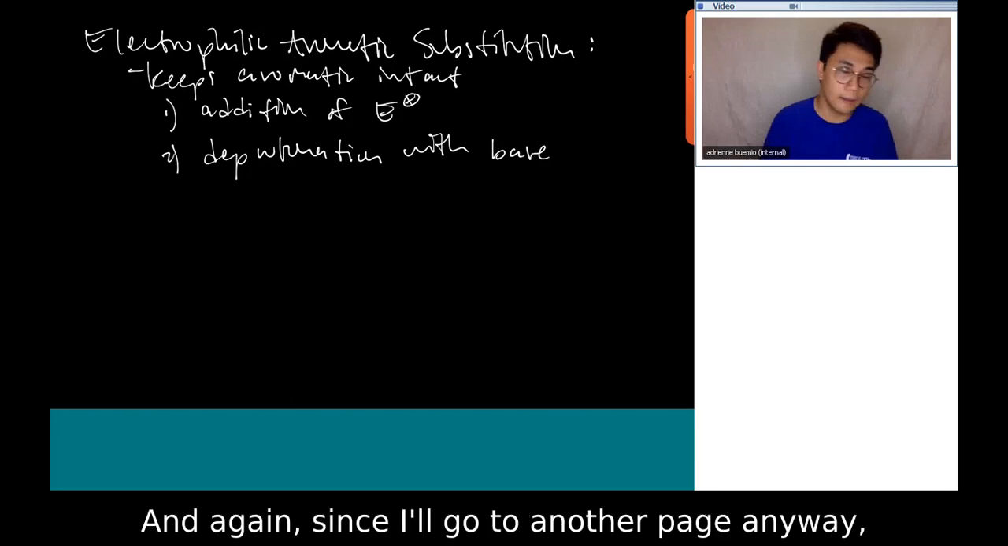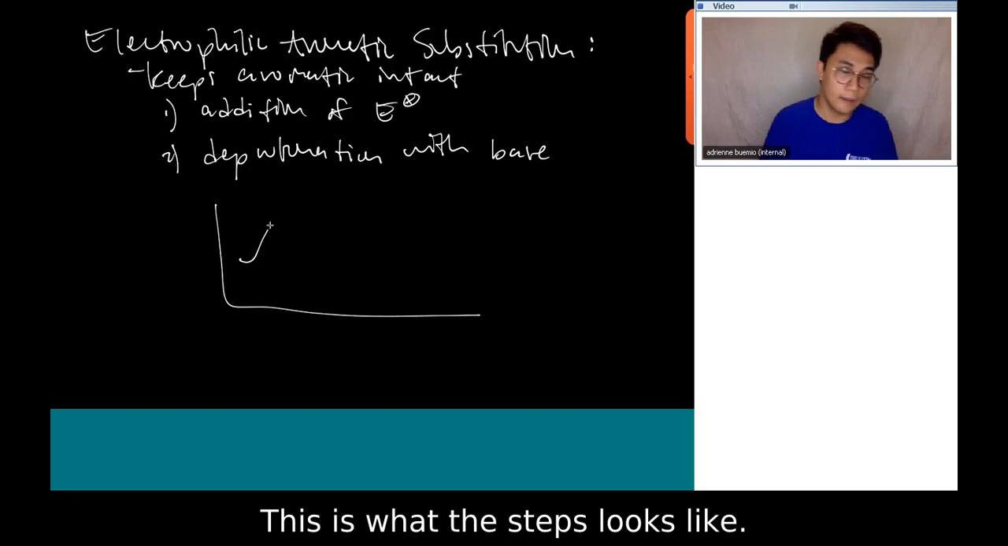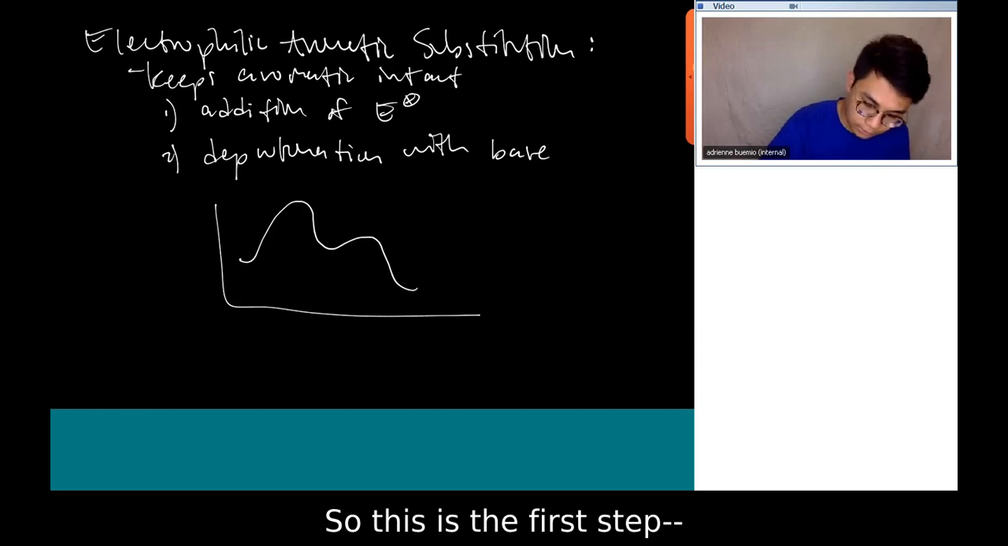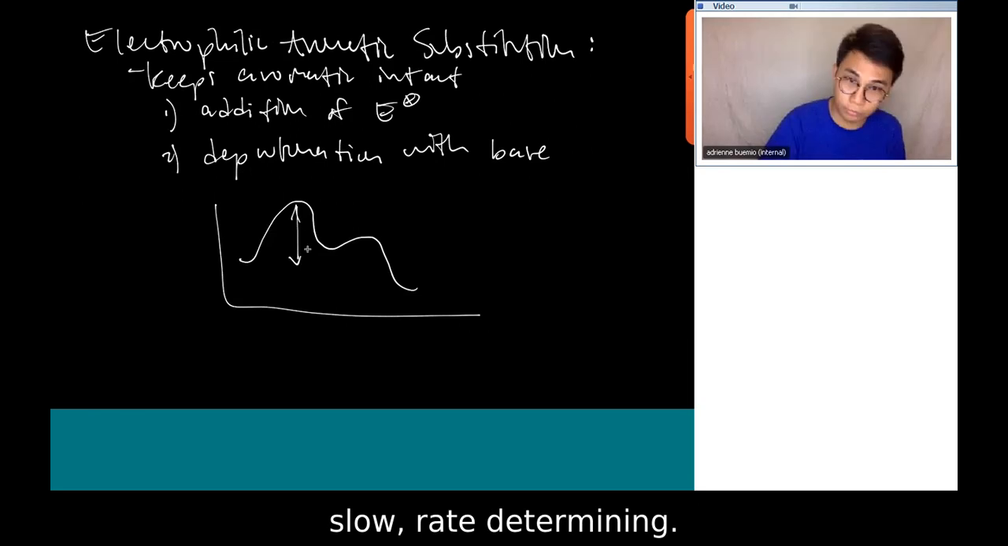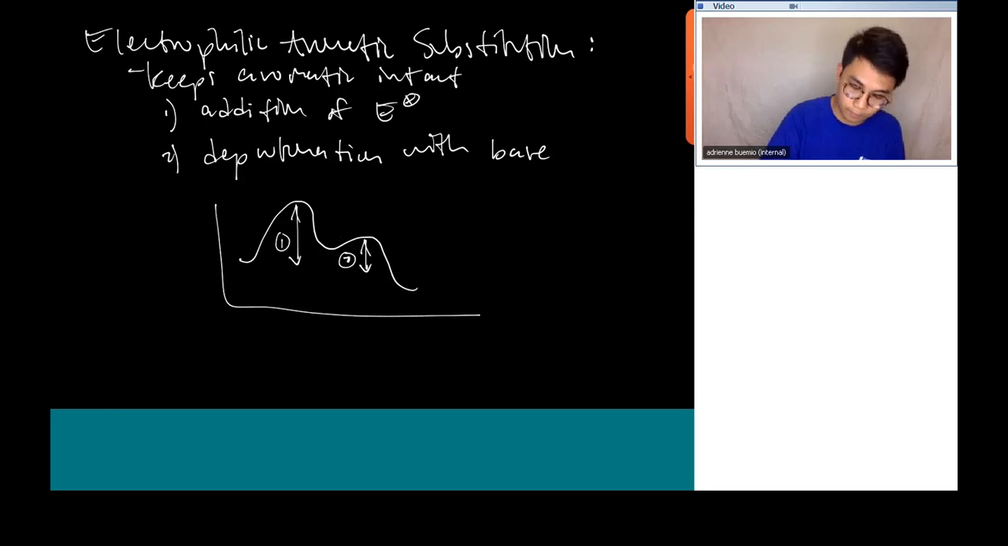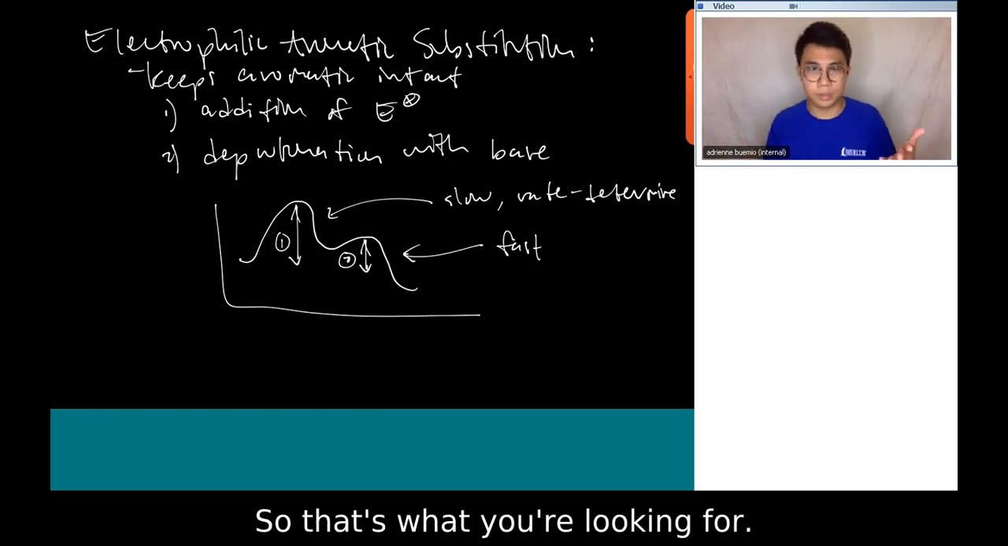And since I'll go to another page anyway, I'll just add this. This is what the steps look like, right? I drew it better earlier, but this is the first step: slow, rate determining. Second step: fast. So that's what you're looking for.